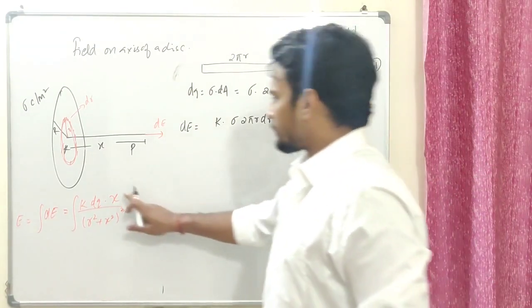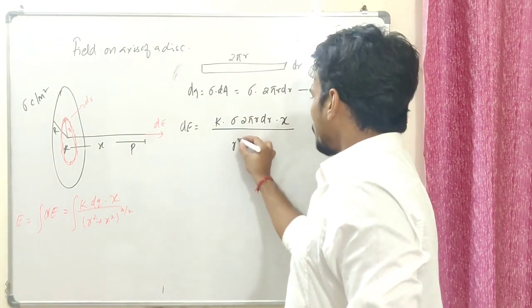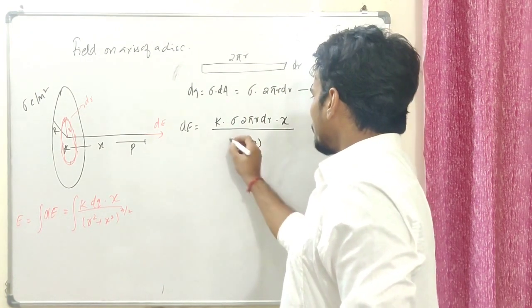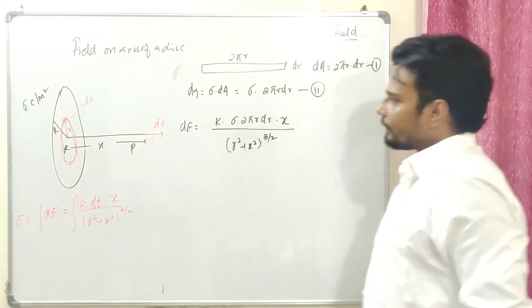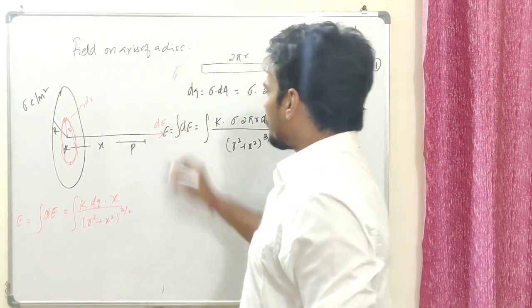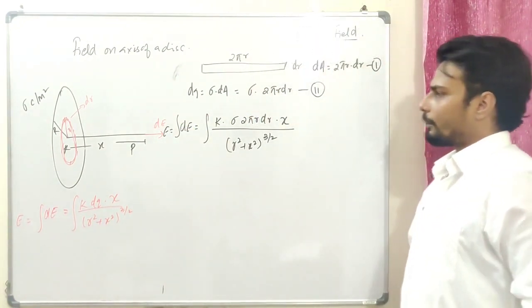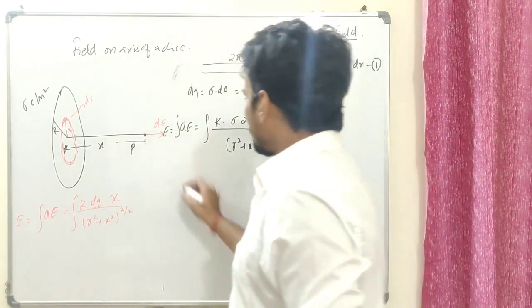And well, we have this x. I'm going to keep it as it is over (r square plus x square) to the power of 3 by 2. And that's the value of my dE. To get the value of E, I'm going to integrate this. So this is going to be my E at this particular point P because of this entire disk. Okay, let us try and do it.